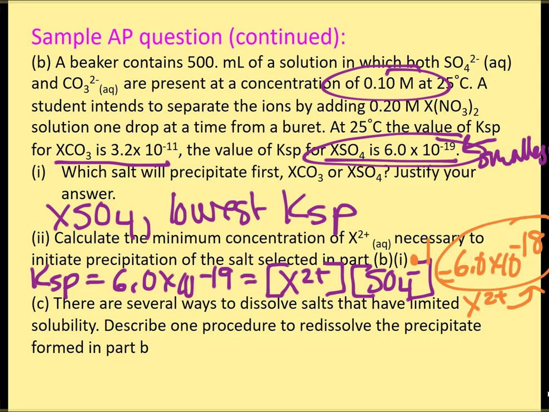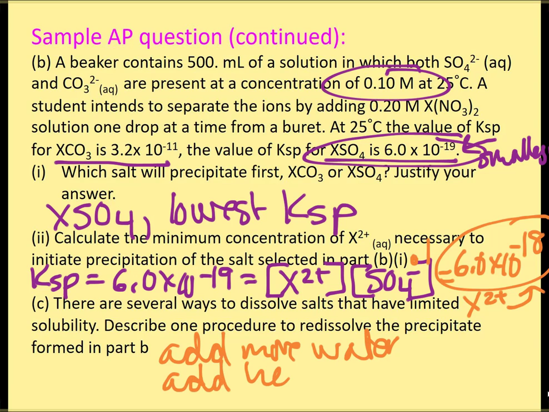It says there are several ways to dissolve salts that have limited solubility. Describe one procedure to redissolve the precipitate that we just formed. And there's a couple different ways you could do this. You could add more water. So that would lower the total concentration of those ions, and so get them to dissolve back. And the other thing too is you could add heat. With solids, by adding heat, you can dissolve more.